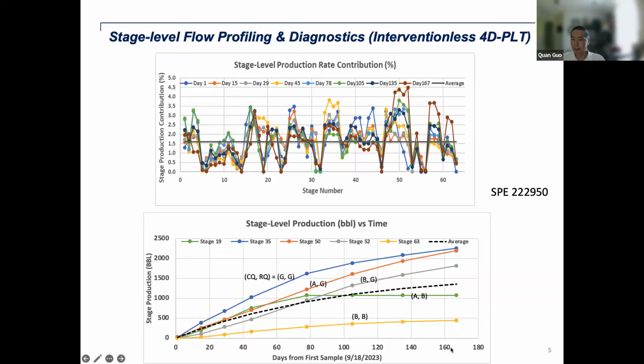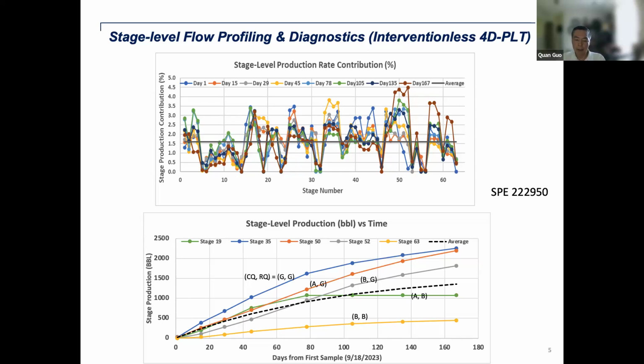So as you can see, versus time, as a production history, the stage level production history results show some stages are way below the average, which is the dashed line, obtained by the well production divided by 63. Some stages are way above the average. Some stages are initially about average, but then declined very quickly. Some stages are initially average and then increased later on. And we also have some stages that are below average initially, but then picked up later on.